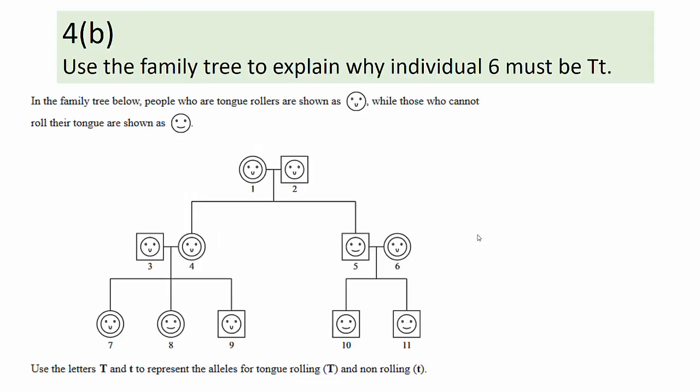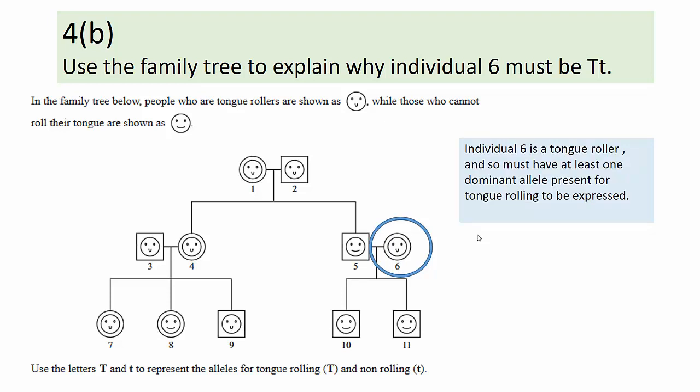Okay, so question 4b asks us to use the family tree to explain why individual 6 must be heterozygous. The first thing we need to do is identify which one individual 6 is. This is individual 6 here, and they can roll their tongue. So individual 6 is a tongue roller, so they must have at least one dominant allele present for the tongue rolling to be expressed. So they have to be either heterozygous or homozygous dominant.